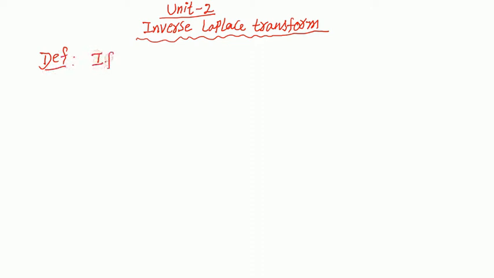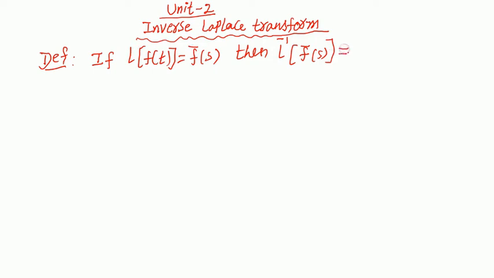If L of f of t is equal to f bar of s, then L inverse of f bar of s is equal to what? Here, L of f of t is equal to f bar of s. L inverse of f bar of s is equal to f of t. So if L of f of t is equal to f bar of s, then L inverse of f bar of s is equal to f of t.